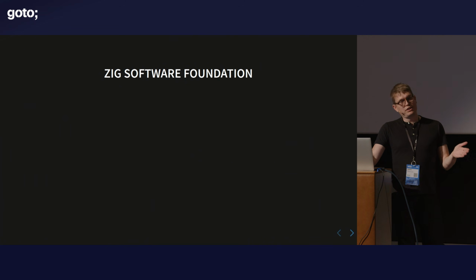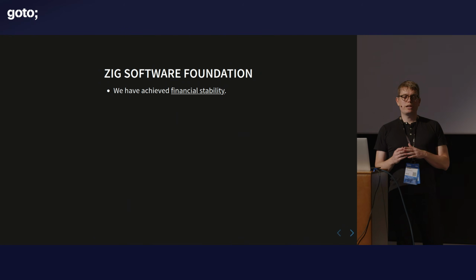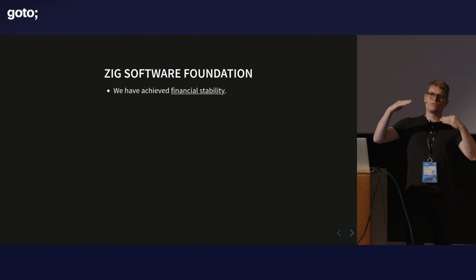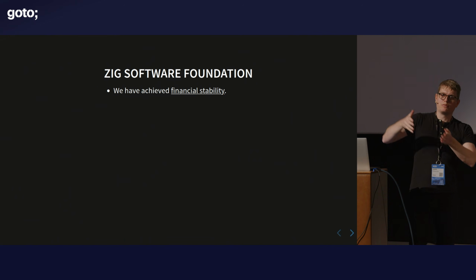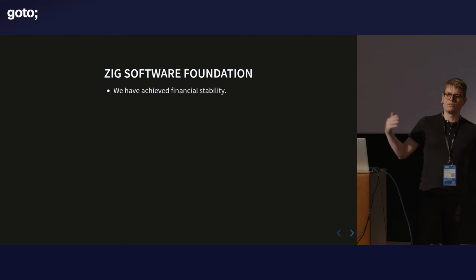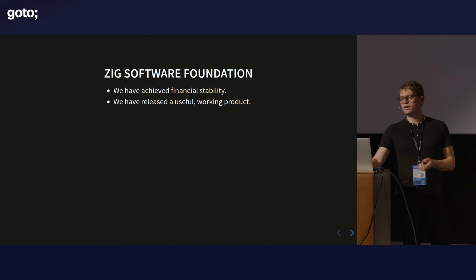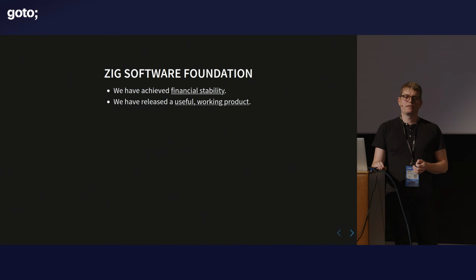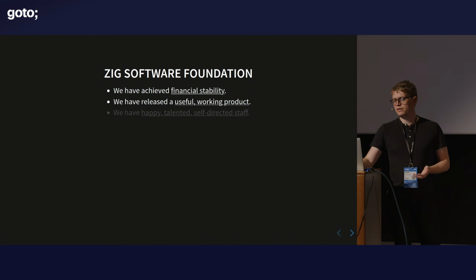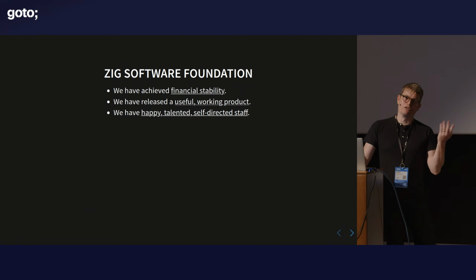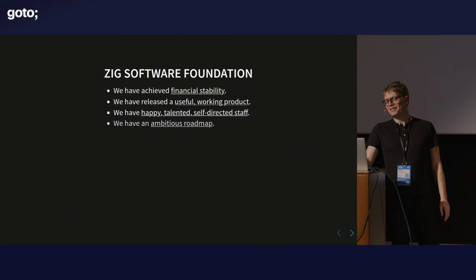So let's talk about Zig Software Foundation, which is a 501(c)(3) nonprofit. We have already achieved financial stability. Our revenue exceeds our expenses. But as our revenue exceeds our expenses too much, we give that money to contributors who are doing work. So we move that money towards our mission statement. But we're already stable. We have already released a useful working product that is solving people's needs. We have a happy, talented, self-directed staff. All four of us love working for Zig Software Foundation.